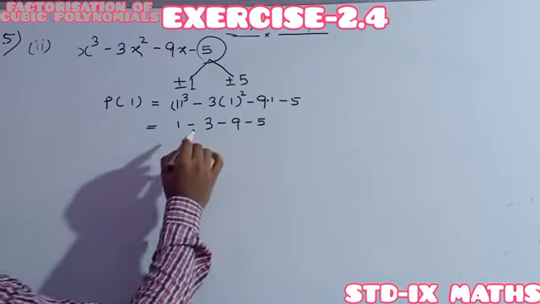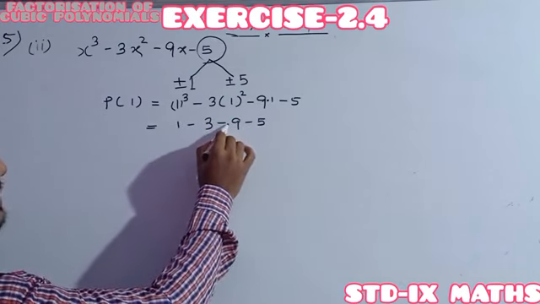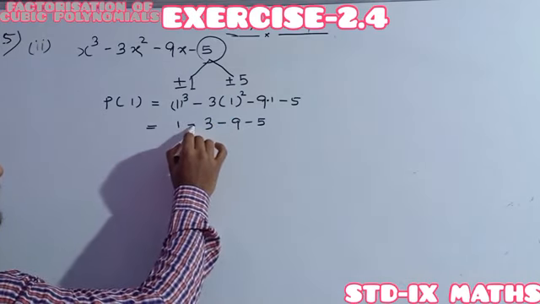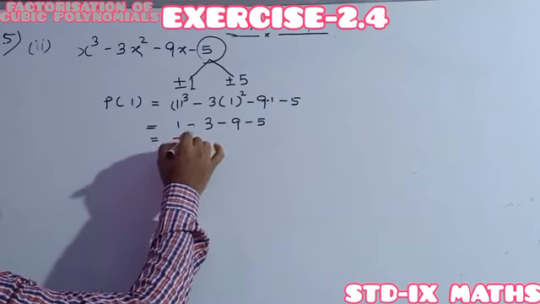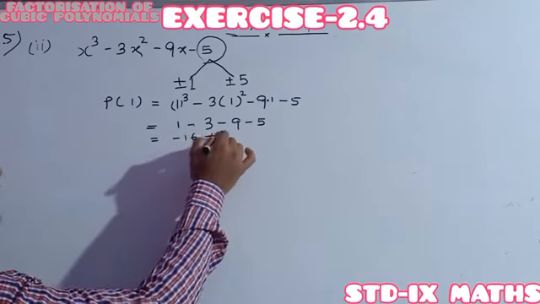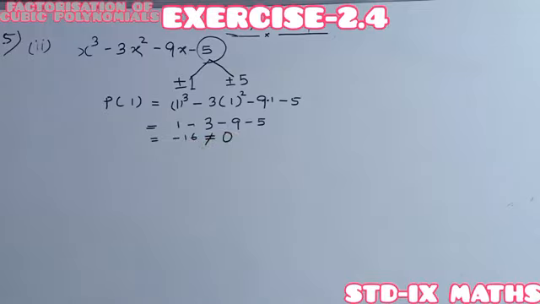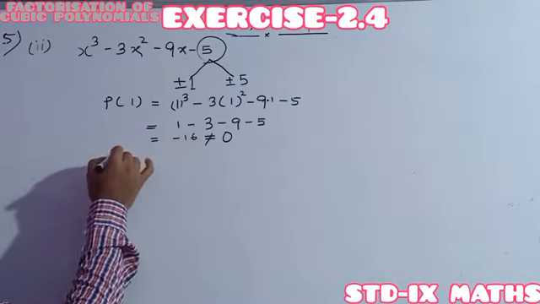See, here it is -5 -9 -14, -14 3 -17, -17 1, it is equal to -16, which is not equal to 0. This one is not equal to 0. It means it will be a problem for us. So for which we just have to check for another one.